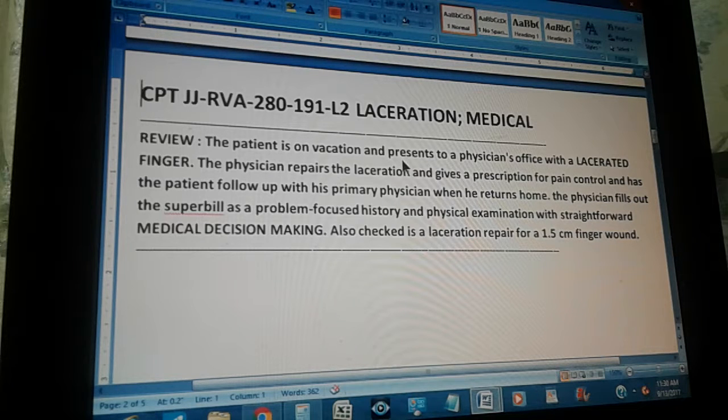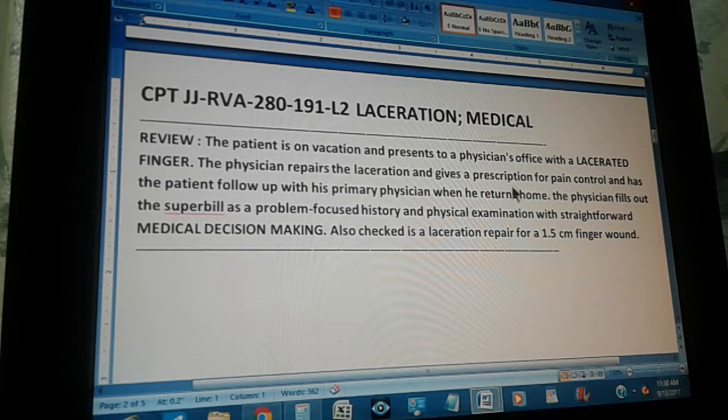The patient is on vacation and presents to a physician's office with a lacerated finger. Okay, there are two keywords here: he presents to a physician's office, and lacerated finger. Keep going. The physician repairs the laceration and gives a prescription for pain control, and has the patient follow up with his primary physician when he returns home from his vacation.